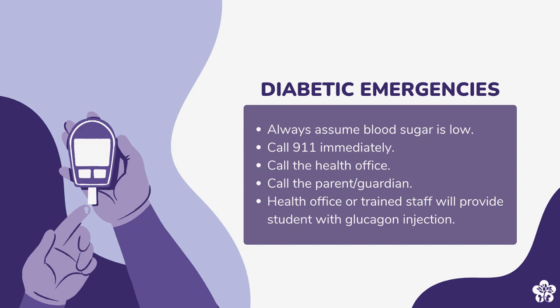Medical staff and CPR trained staff should be notified as well. The student's parents should be notified. The school nurse or trained staff should give a glucagon injection. When the EMTs arrive at your school, direct them to the student.